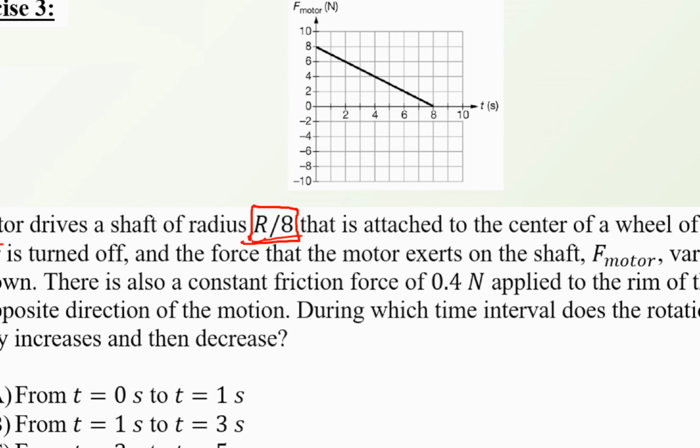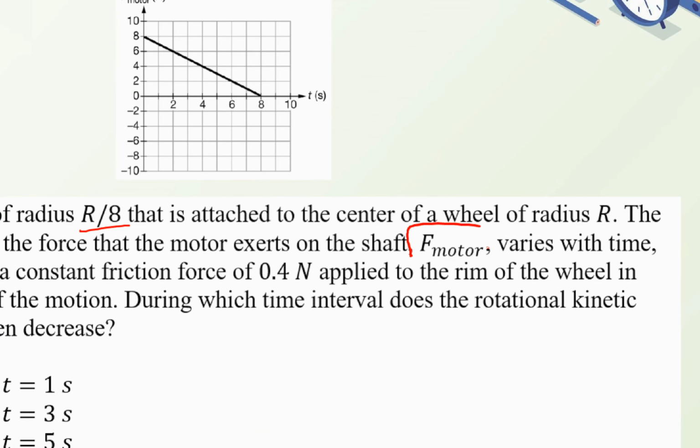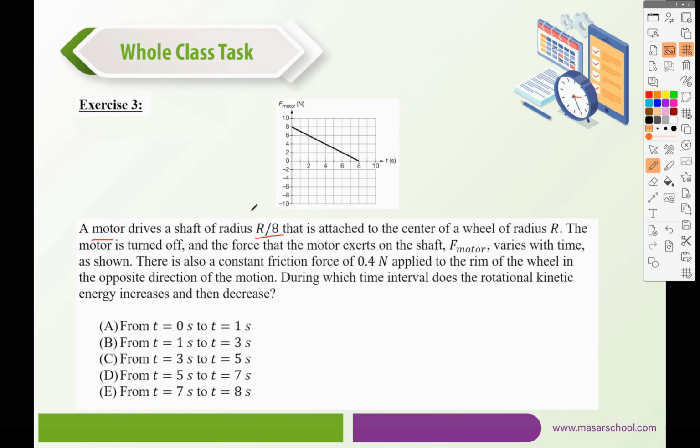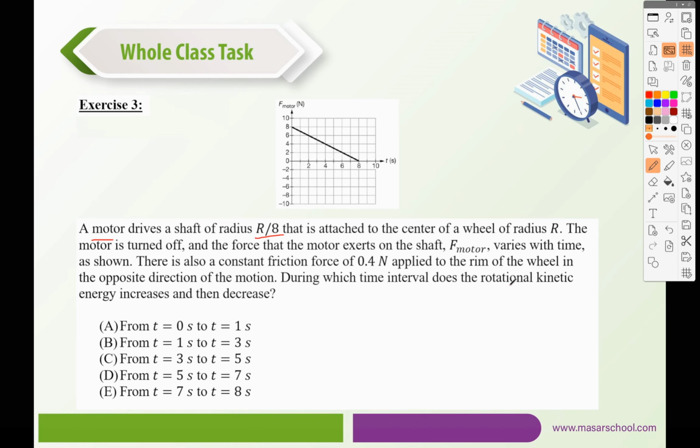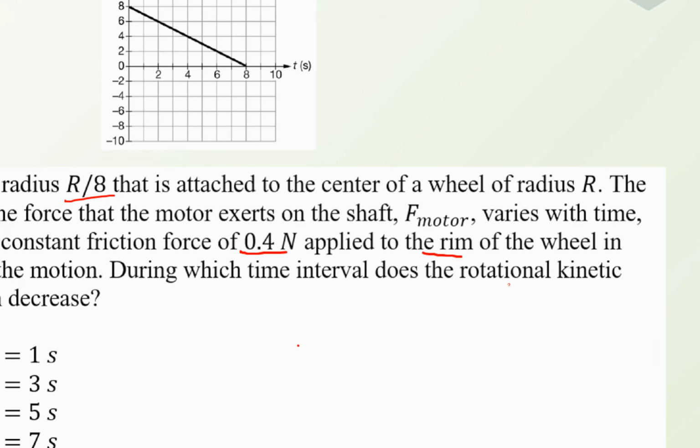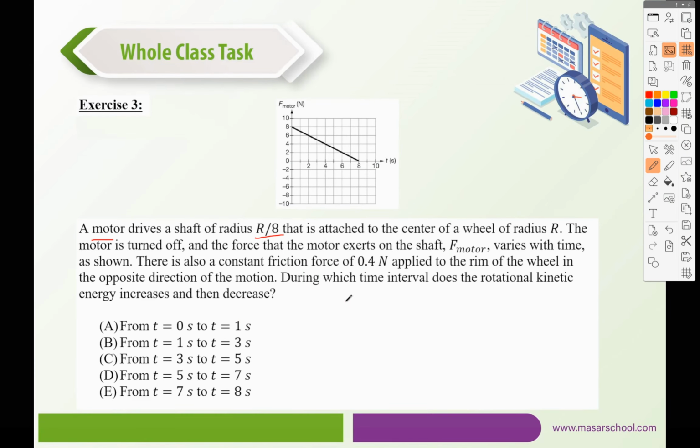Why is this important? Because the torque produced by the motor would be the force of the motor multiplied by r over 8. Now here notice carefully the magnitude of the force of the motor decreases linearly. There is also a constant friction force of 0.4 newtons applied to the rim. So why is this important? Because we know that this is the wheel, the rim would be this point, so the friction would be producing a torque given by 0.4 multiplied by r in the opposite direction of motion.